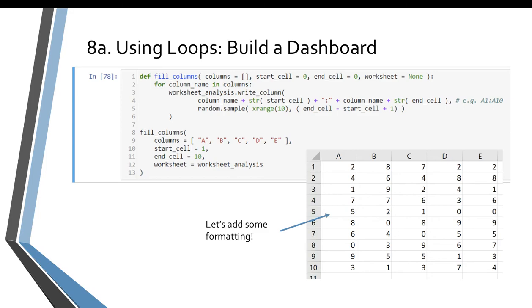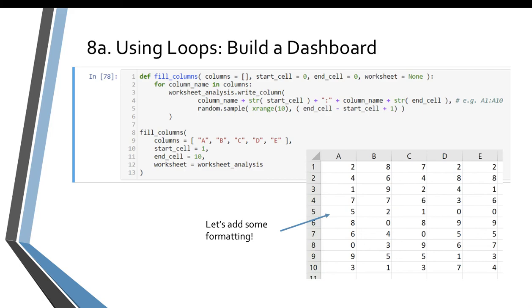So here's an example. I mentioned earlier that we could use loops, right? So if you want to use a loop to populate the data in your Excel file, this is an example of how to do it. In this case, we're creating a function called fill columns, and we're sending it a bunch of column names, a start cell and an end cell, and then we just apply some random numbers to these to create a matrix.